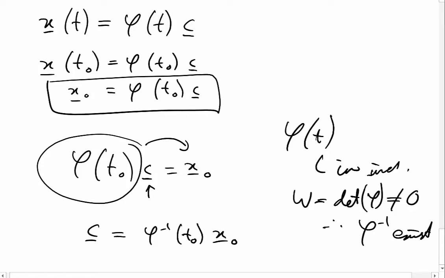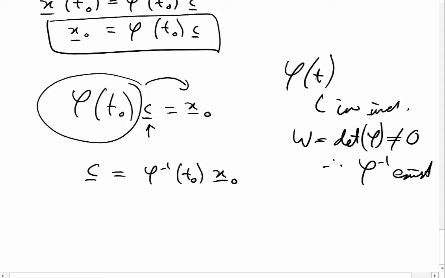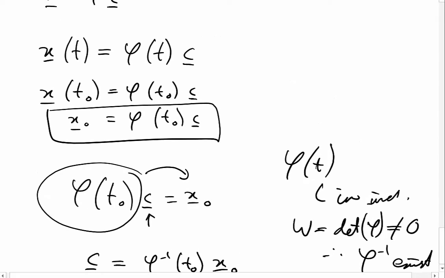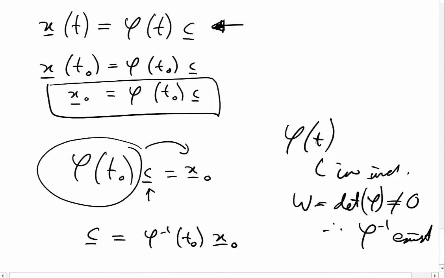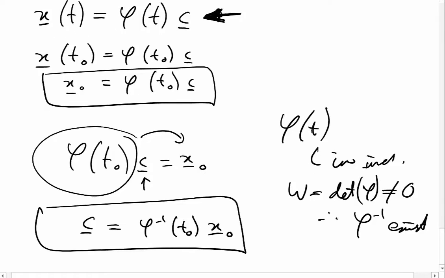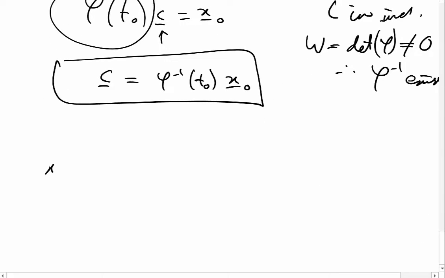So this is what C is. Now if I plug C back in, where do I want to plug it back? I want to plug it back into here to find out what x of t is. Now I know what C is, I've got an expression for C. It's x of t equals phi of t times C, to get a general expression for x of t.